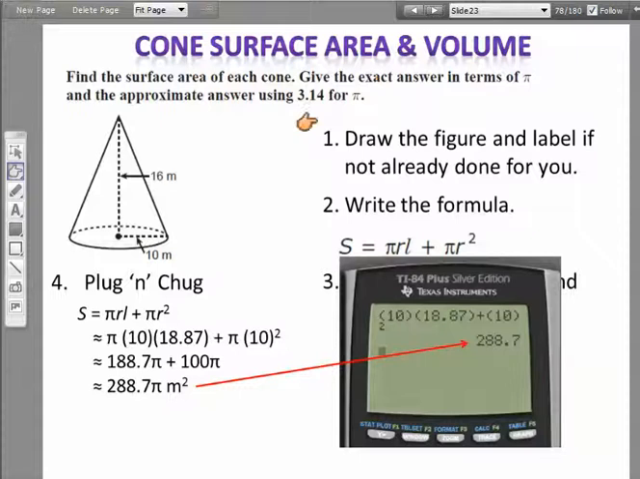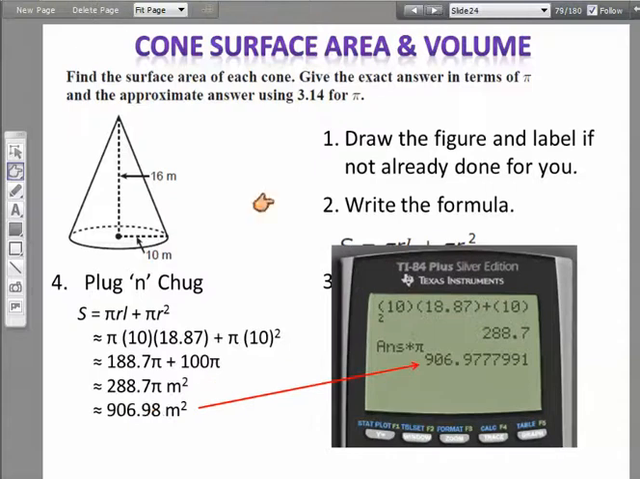Now that I know my variables, I just get to plug and chug. So, see my pi plugged in, 10 for the radius, 18.87 for the slant height. Over here is the radius of 10. 10 times 18.87 is 188.7 pi, then plus 100 pi. I add these two guys together, I get 288.7. And there again, you can either add those together or just multiply the whole thing like I did there.